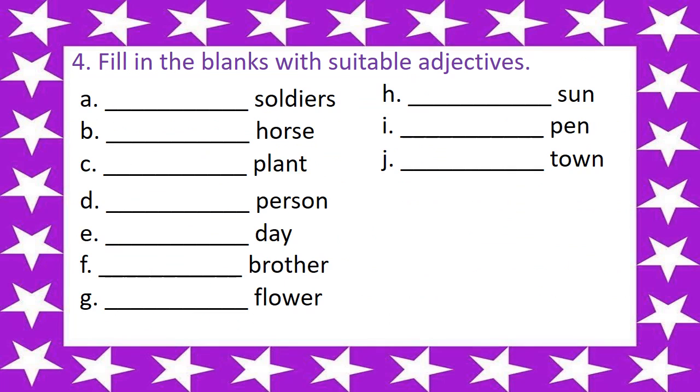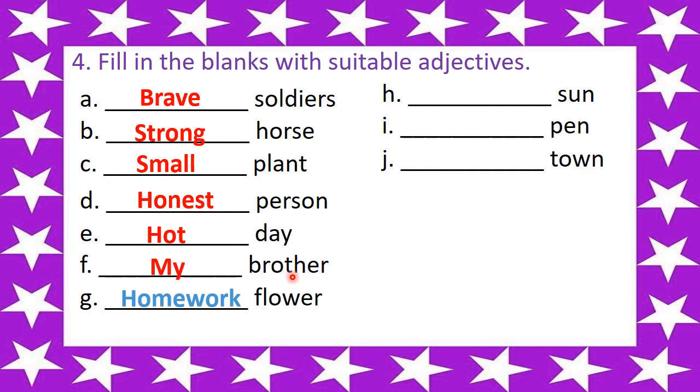Fourth, fill in the blanks with suitable adjectives. Okay, so first is dash soldiers. So it will be what? Soldiers are always brave. So we'll write here brave soldiers. Then dash horse. So strong horse. Dash plant. So let us write small plant. Then honest person. Dash day. So it will be hot day. Then brother. So my brother. And next students, these four are for homework.